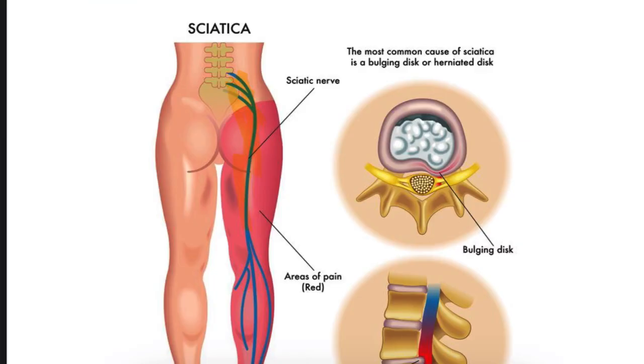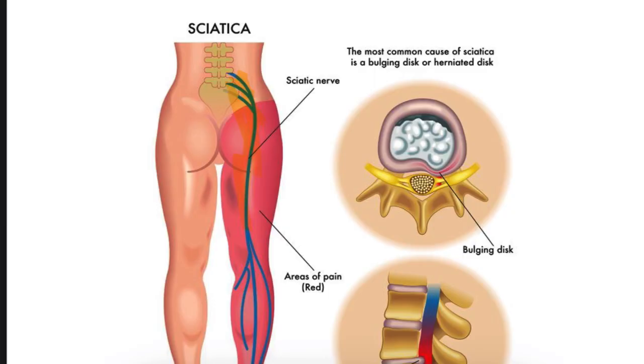It travels from the lower back through the gluteal region and down the posterior thigh, and branches at the knee into the tibial nerve and common peroneal nerve. So that radiating pain occurs wherever the sciatic nerve passes, and the patient will feel too much pain there.